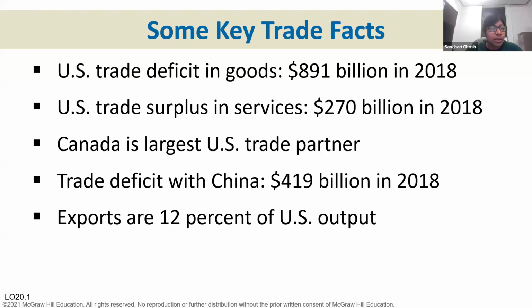So what do we see here? The US trade deficit with China was this much in 2018. Trade deficit in goods, trade surplus in services. The US economy does really good in services. 2018 stats, we can bring it 5 years forward. Much of the stats have not changed so much, so I never changed much of these. But we need to know about these terms. Exports are 12% of US output, more or less the same stats till now.